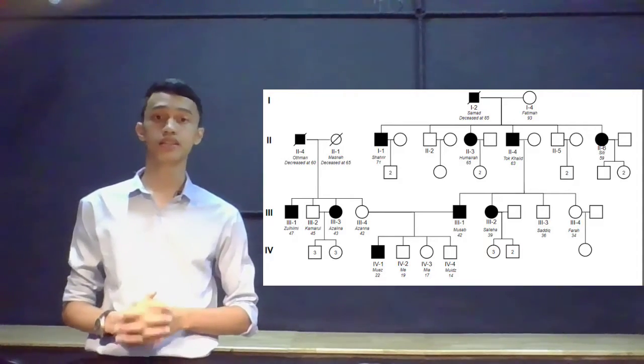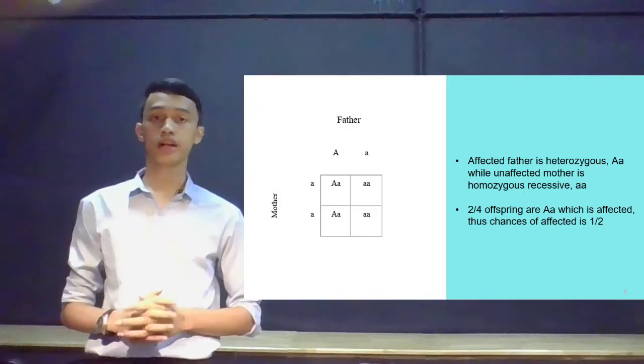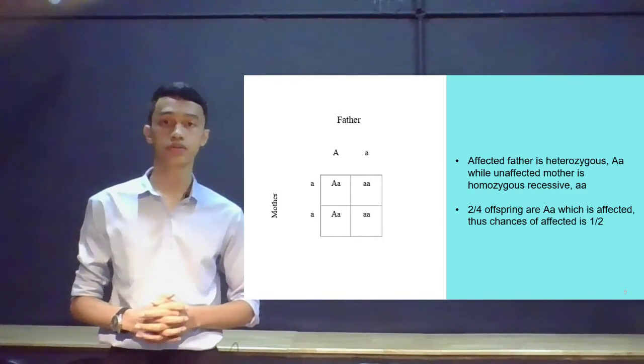Moreover, the disease is transmitted to almost half of the next generation. This aligns with the autosomal dominant disease characteristic of having half the chance of transmitting the disease to offspring. Therefore, it can be concluded that my family's familial hypercholesterolemia is an autosomal dominant disease.